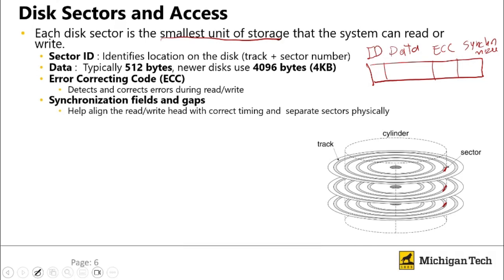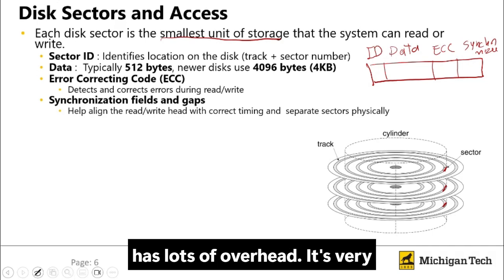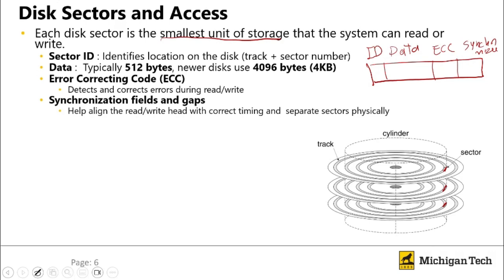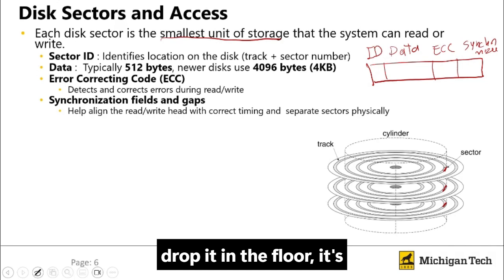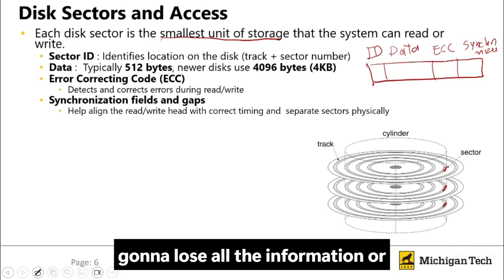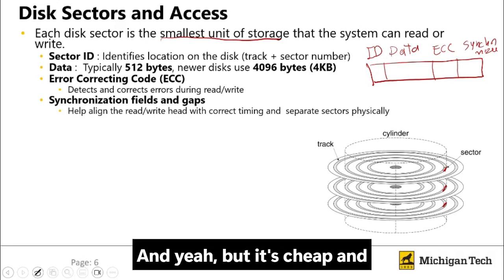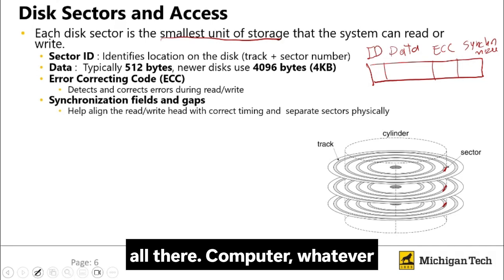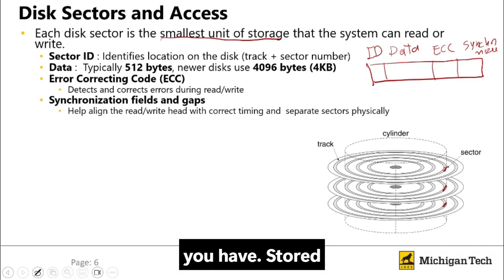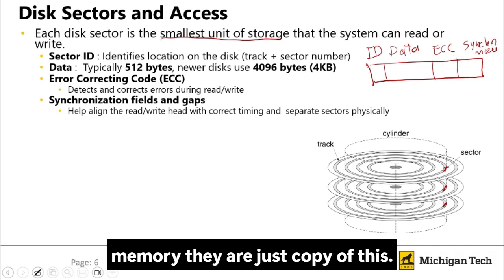A hard drive can be big, but it is a mechanical thing, it has lots of overhead, and it's very fragile. If you just drop it on the floor, it can lose or destroy lots of information. But it's cheap and it's huge. Your information is all there. In a computer, whatever you have is stored here.